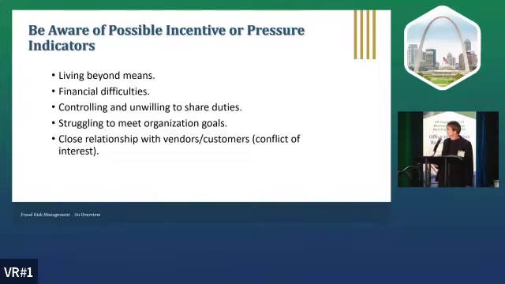All right, financial difficulties, those are pretty obvious, but they come out in strange ways. It's going to be through conversations with people on the team or the staff. Controlling and unwilling to share duties. Well, that ties right into the first one. Nobody knew the books and records. This person had a bookkeeping role, and they were the only one that was allowed to get into certain things. Red flag number 2: if you're struggling to meet your organizational goals, it could be a potential problem.